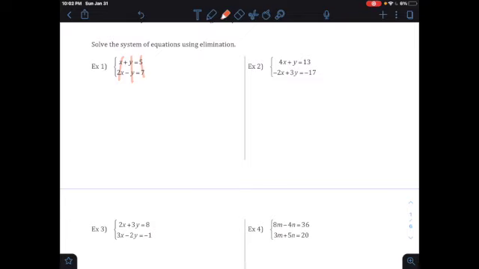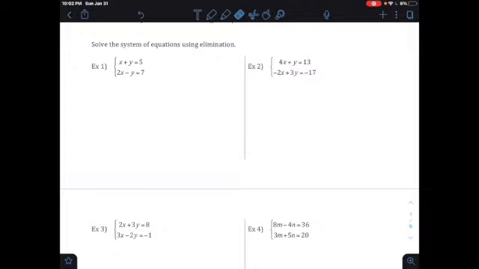That's the first thing. 2. You are trying to eliminate a letter. So the rule is the letter you decide to eliminate should have the same number and opposite sign. Because of that, if it doesn't have the same number, we are going to multiply the whole equation by a number to get the same number to cancel the other one. We are going to do a couple of practices and hopefully that will give you some idea.